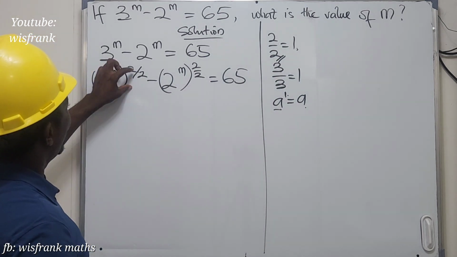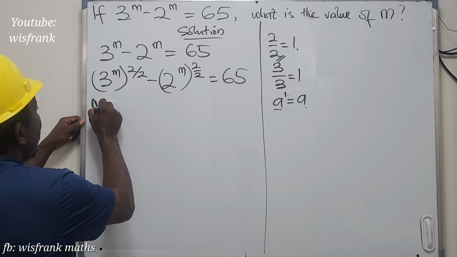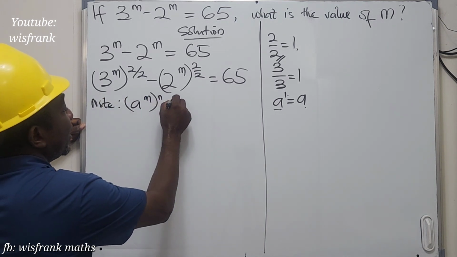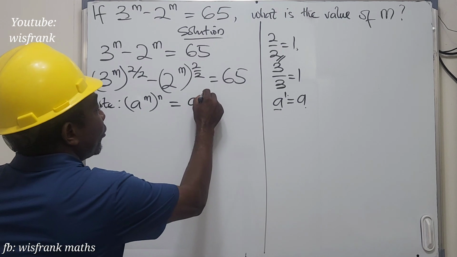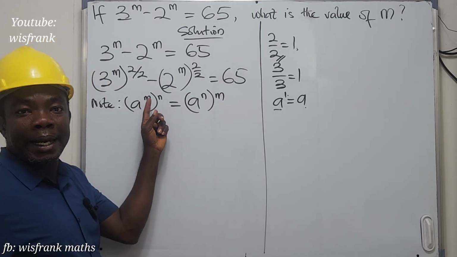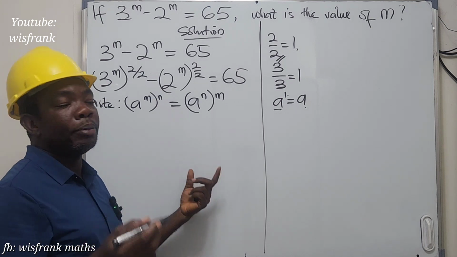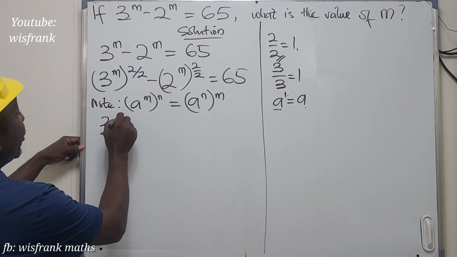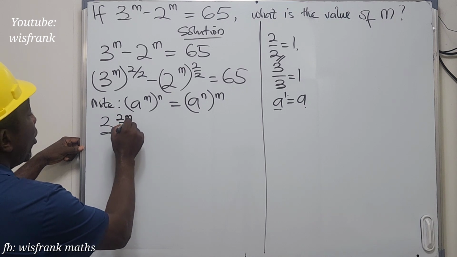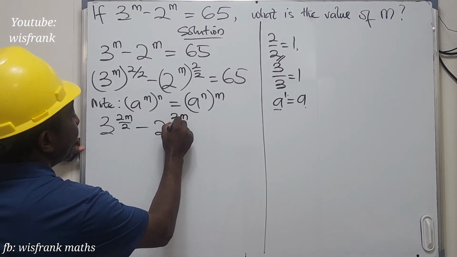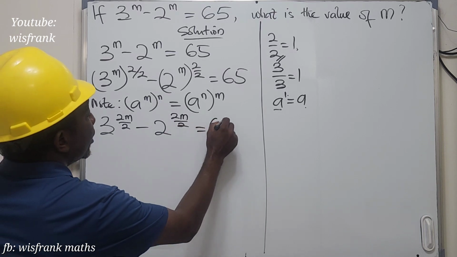So in this case, we can recall that when we have a to the power of m all to the power of n, it equals a to the power of n all to the power of m. So m and n can interchange, it still means the same thing. So this is the same thing as 3 to the power of 2m all over 2 minus 2 to the power of 2m all over 2 equals 65.